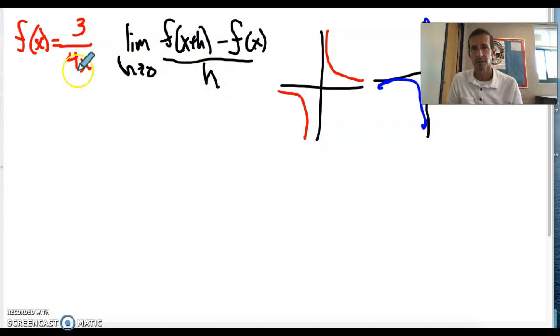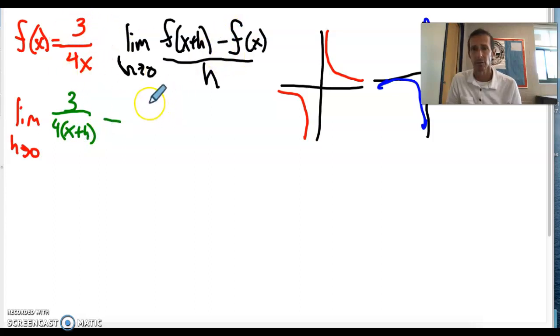It's a little more complicated because it's a rational function, but I have to put that x plus h right down here in the bottom. So again, I start with my limit as h approaches 0, and I'm going to put in x plus h right here. I'm going to change this to 3 over 4, and I plug in x plus h, minus f of x. So 3 over 4x. And all of that is over h. I'll change to a different color so we recognize I now have a rational expression in the top of another rational expression. So I'm going to simplify this first.